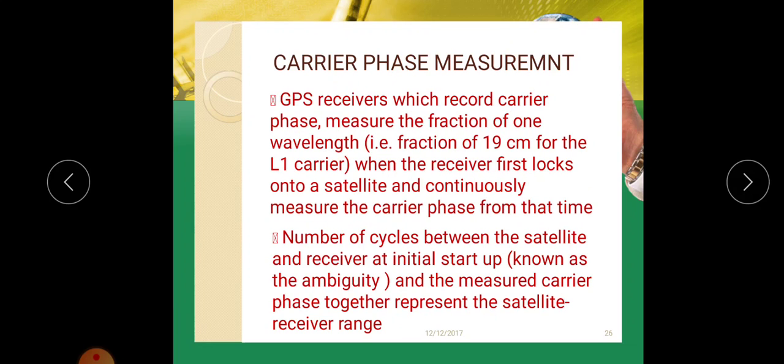First one, carrier phase measurement. Here the GPS receiver which records carrier phase measures the fraction of one wavelength, that is, a fraction of 19 centimeters for the L1 carrier. The receiver first logs into the satellite and continuously measures the carrier phase from that time. The number of cycles between the satellite and receiver at initial startup and the measured carrier phase together represent the satellite-receiver range. So like that it is locating the position.